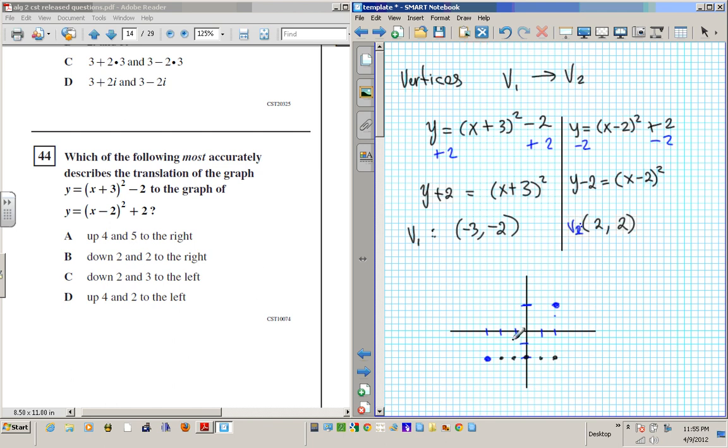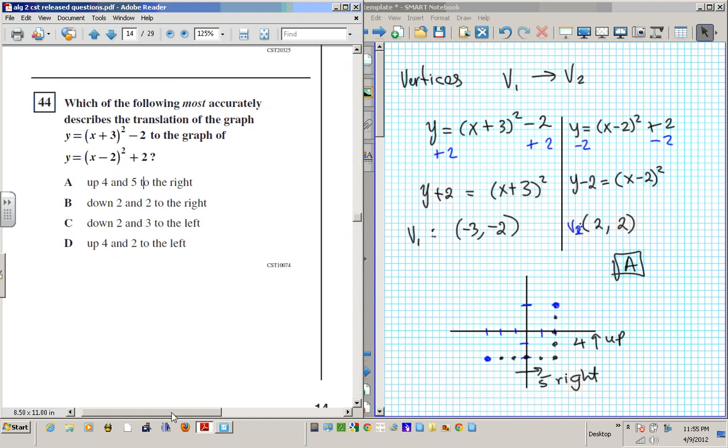5 units to the right, right? And then you're going to go up 1, 2, 3, 4. So 5 to the right and 4 units up will be our answer. So for this one, the solution is A. Okay? Alright, now let's move on to question 45.